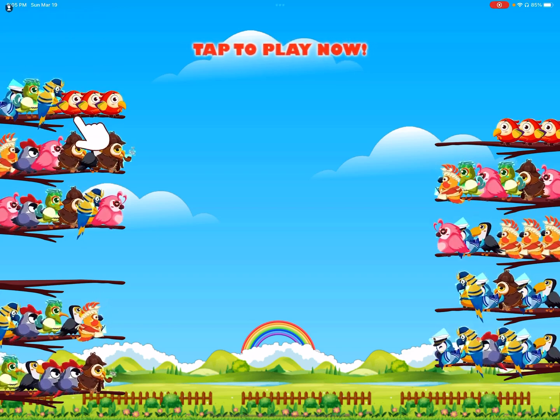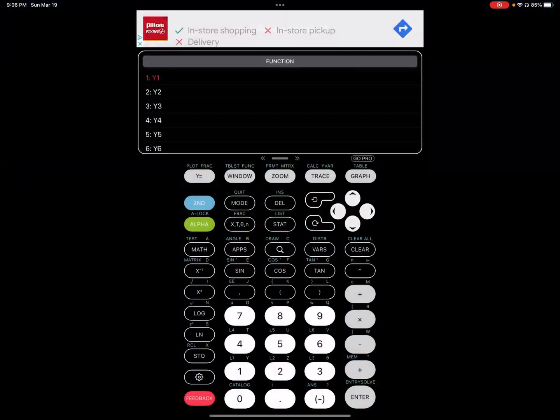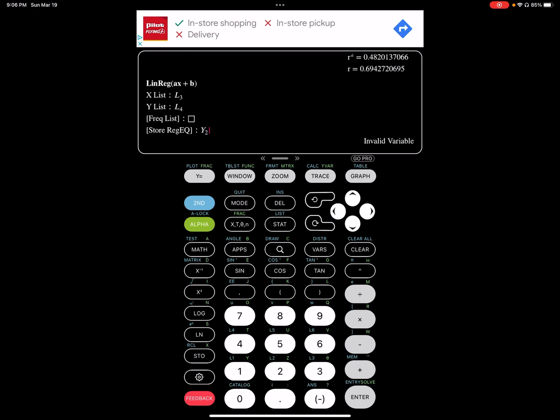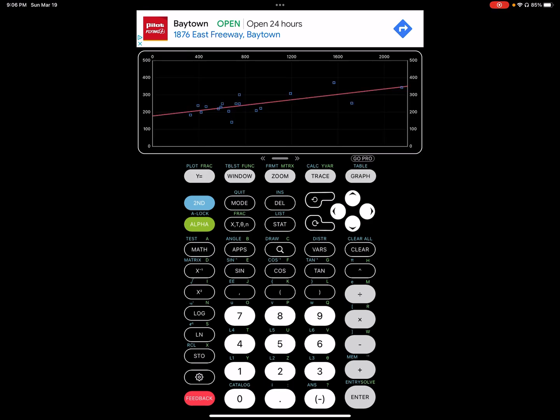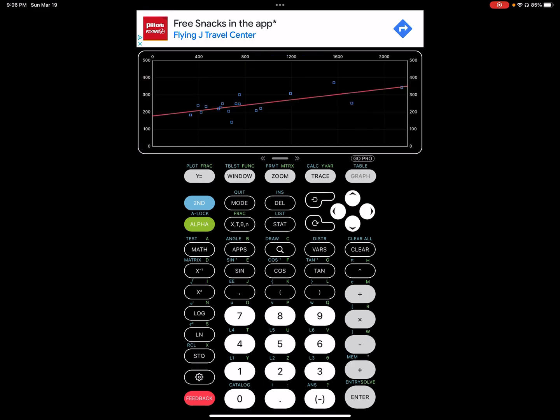So I'm going to go to vars, function, not this. Nope. Okay, it needs to go away. Sorry about that, Emma. And I need to store it in Y2. Note to self, get the paid version. Hit enter. Okay, so it's telling me now that it has stored it in Y2.